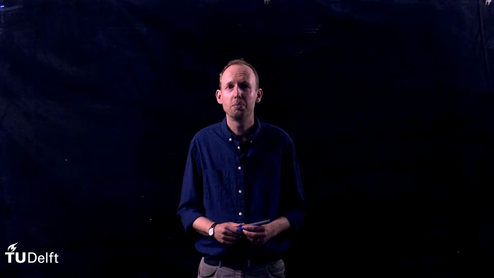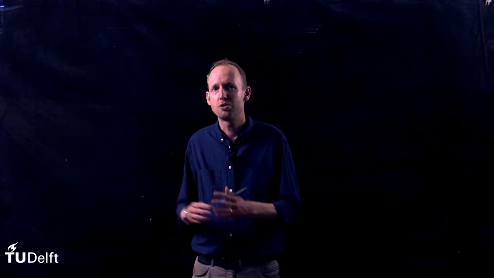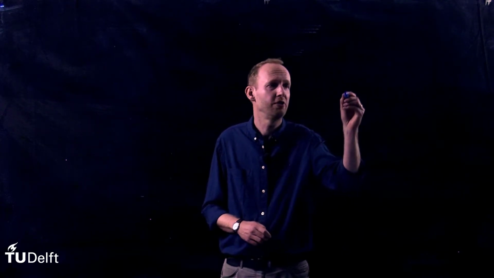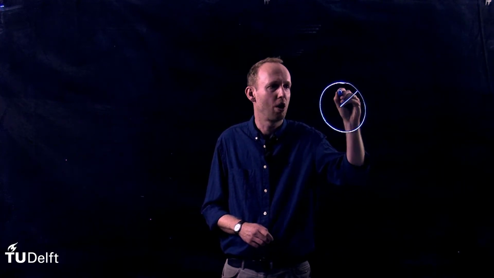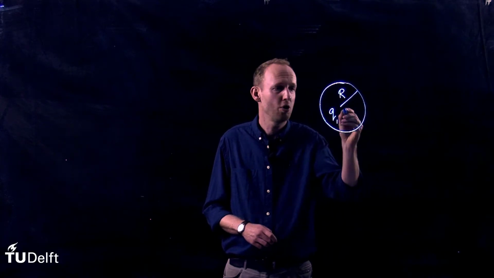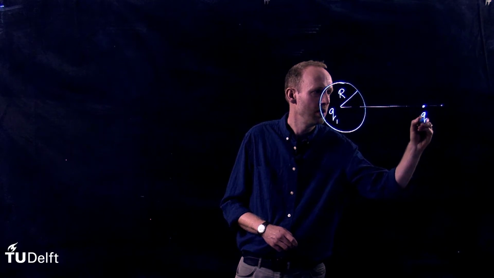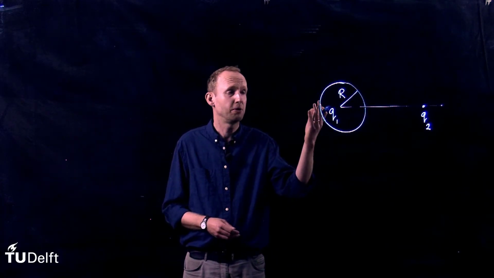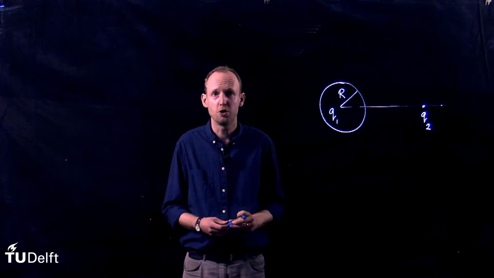In this example, we will look at the potential that is experienced by a point charge as it approaches a different charged object. For example, we will consider a charged sphere with radius capital R and charge Q1, which is approached by a point charge Q2 at a certain distance. The question is, what is the potential experienced by Q2 as a result of the proximity of Q1?